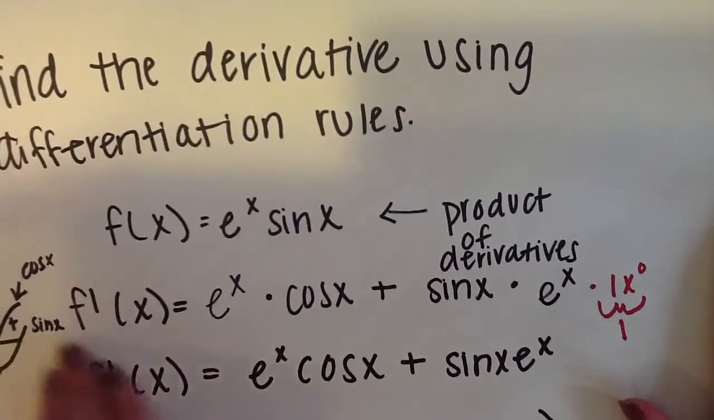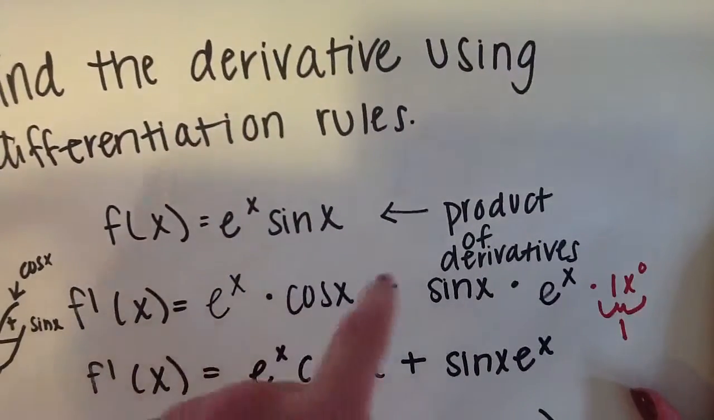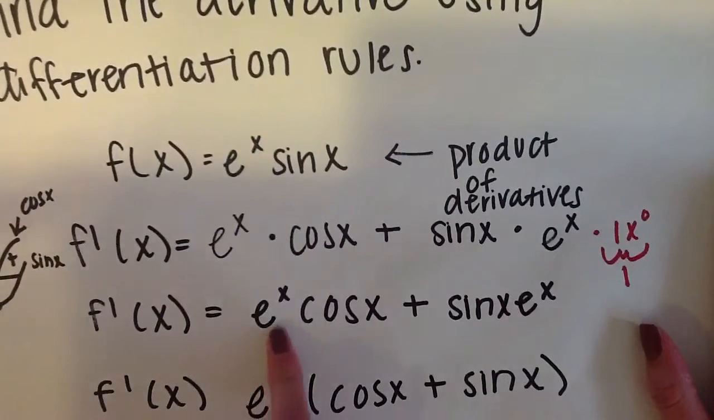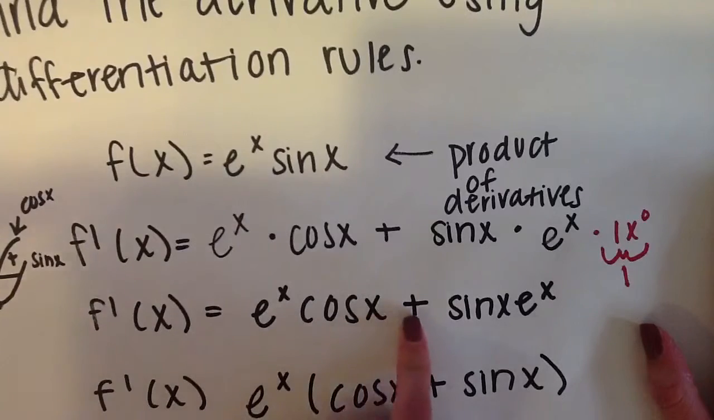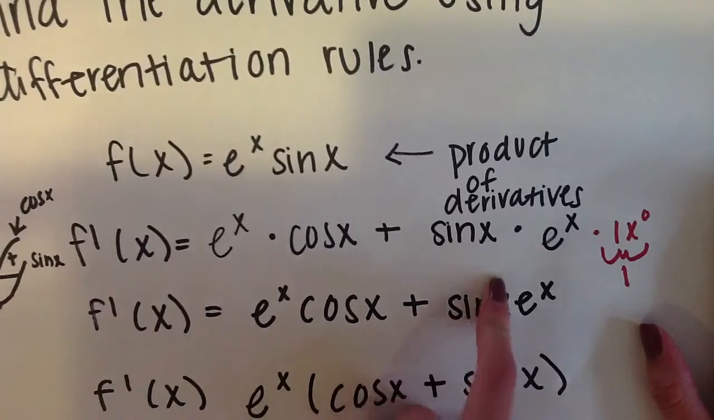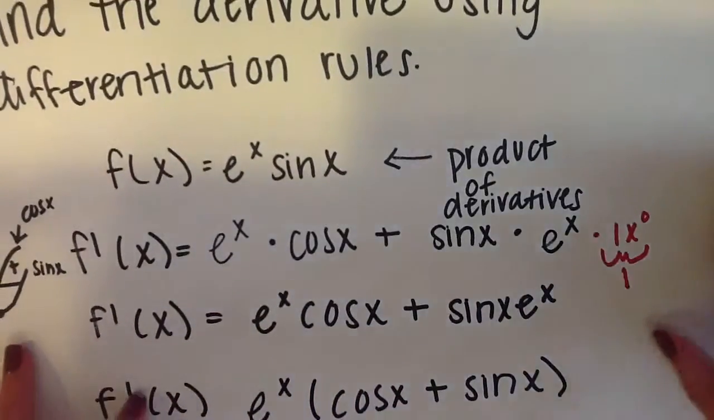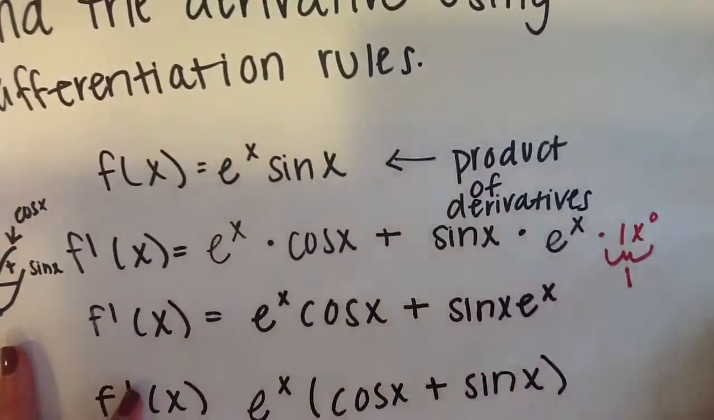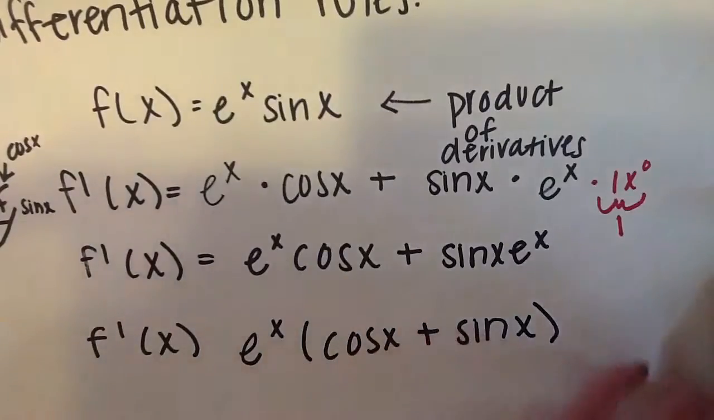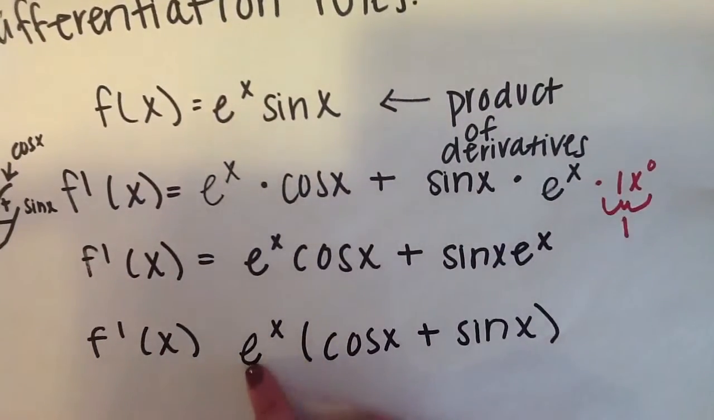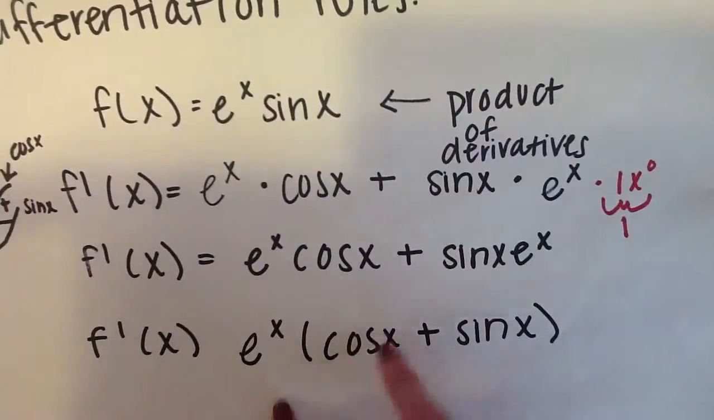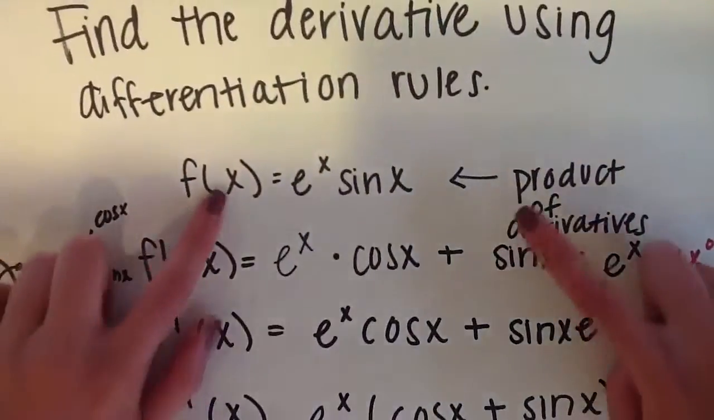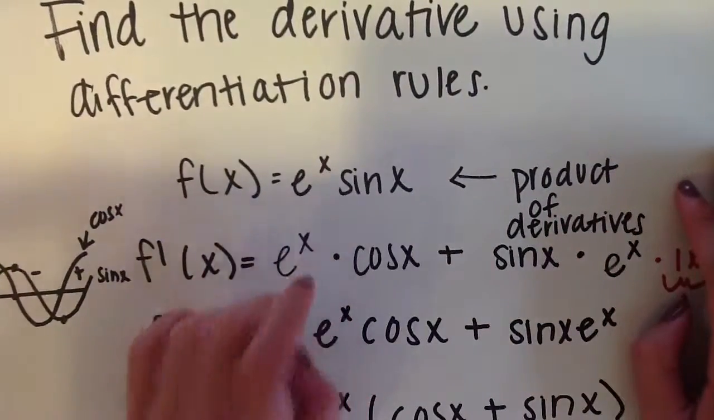So now simplifying this with our first times the derivative of the second plus the second times the derivative of the first, we're going to get e to the x times the cosine of x plus sine x times e to the x. We have a common term in both parts of the derivative, so I just took that out and made it e to the x times the quantity cosine x plus sine of x, and that's how you get the derivative of our function f of x equals e to the x times sine of x.